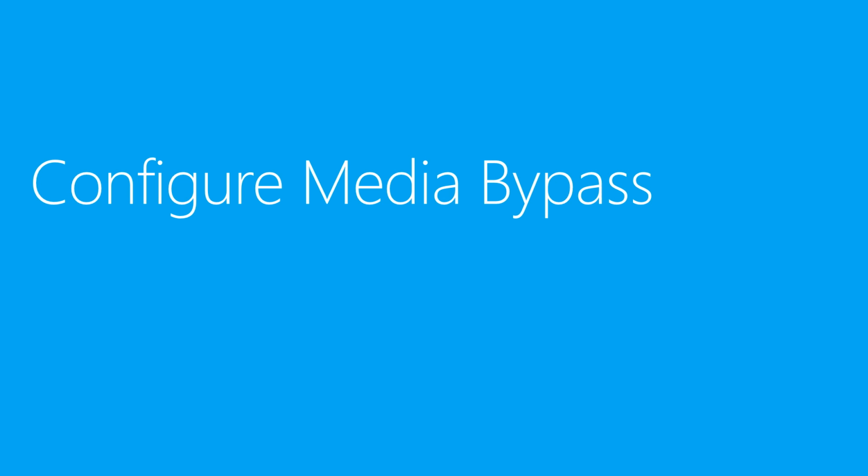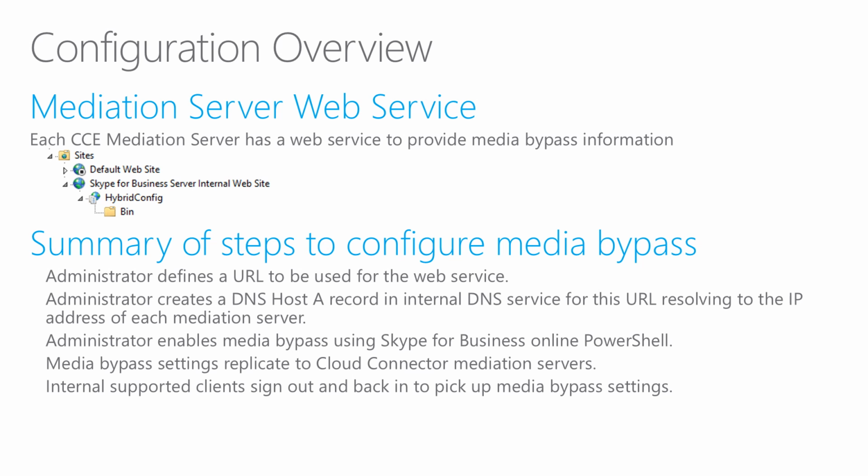Configure media bypass. In the next few slides, we're going to take a deeper look at how to configure media bypass for Cloud Connector. Configuration overview. Mediation Server Web Service. Each Cloud Connector mediation server has a web service to provide media bypass information that is configured as part of the V2 deployment.